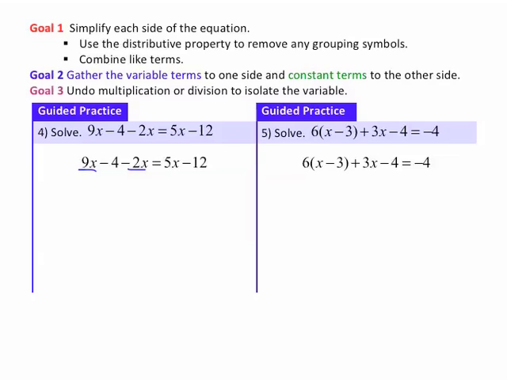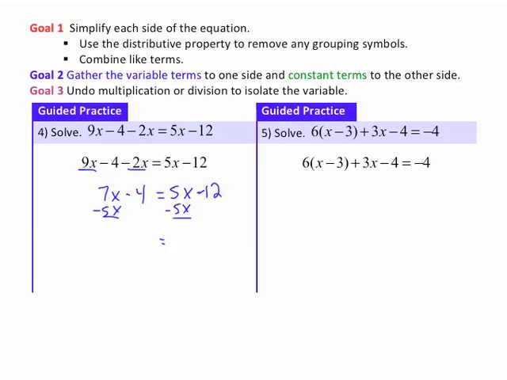A 9x and a negative 2x would give me a 7x. So I'd have 7x minus 4. 5x, I didn't have any like terms to combine, so that side was simplified. So goal 1 is now done. Both sides are simplified. Now I want to get the variable terms to one side. So I'd move this smaller one, the 5x. Subtract 5x from each side.